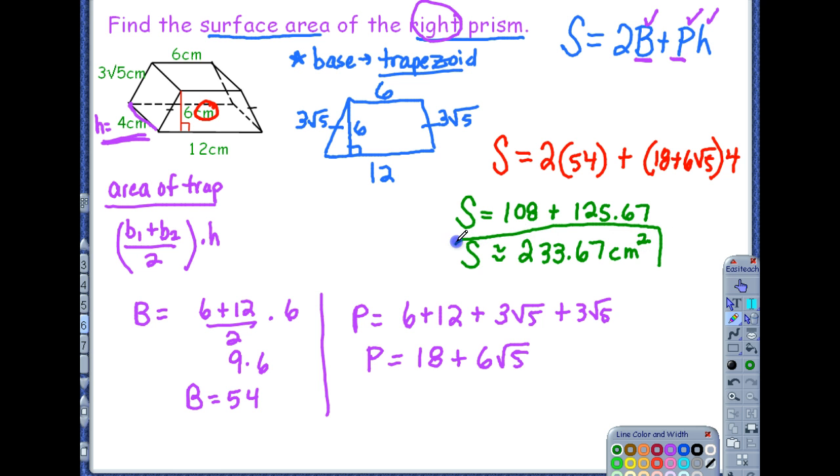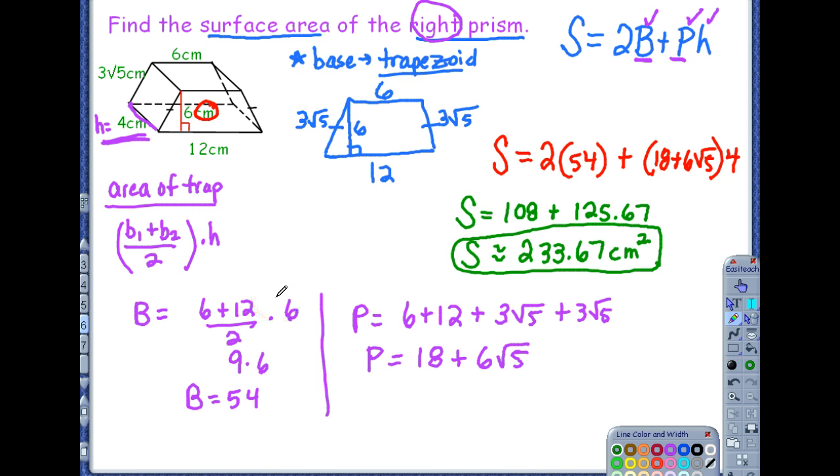Squared centimeters, yes. Now, again, guys, if you wanted to, you could distribute that 4 through and get more of an exact simplified answer if you needed one. But since there are units, we can go ahead and round. You can type this in as soon as you can, okay?